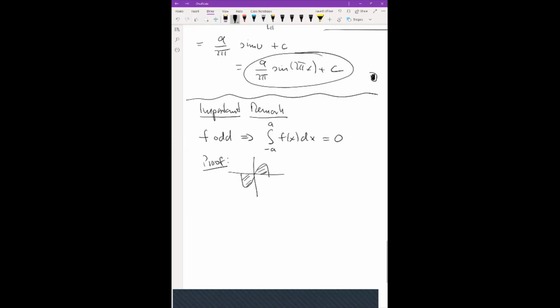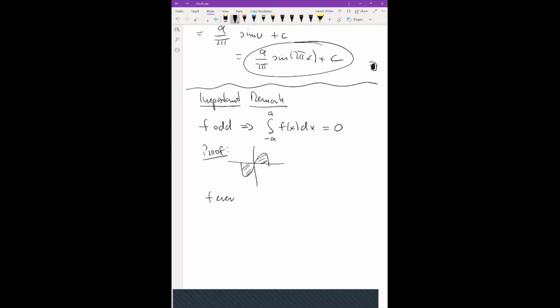And the other remark is that if f is even, then the integral from minus a to a of f of x dx is 2 times the integral from 0 to a of f of x dx. And that is a significant simplification, because sometimes it's easier to plug in 0 in the antiderivative than to plug in minus a. So these are 2 things which I would recommend that you write on your cheat sheet.